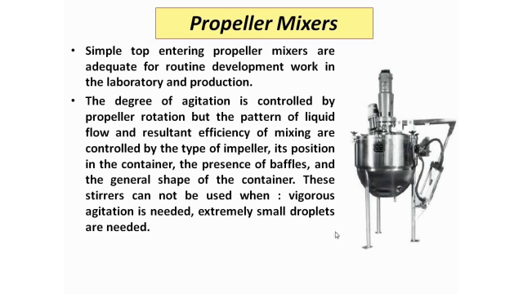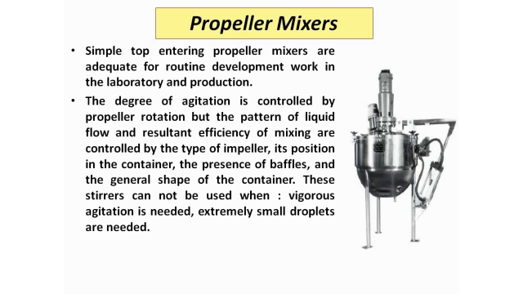There will be an impeller within this can, which will control the mixing, along with the presence of baffles and the shape of the container. These stirrers, this type of propeller mixer, cannot be used when vigorous agitation is needed. If we need vigorous agitation for production of emulsion, this cannot be used, right?